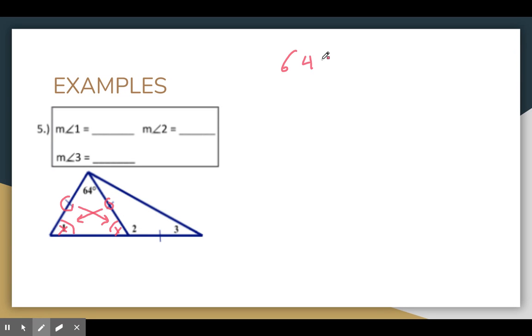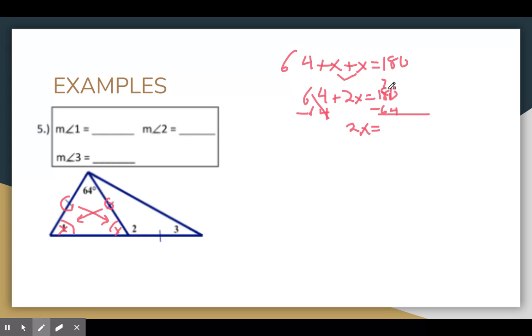So if we show our work, 64 plus x plus x equals 180. Combine like terms, 64 plus 2x equals 180. Subtract 64 from both sides. We get 2x equals 180 minus 64. Borrow. 10 minus 4 is 6. 7 minus 6 is 1. 1 minus 0 is 1. So 2x equals 116. If we divide by 2, we get x is equal to... 2 goes into 11 5 times, remainder 1, which makes 16. 2 goes into 16, 8.